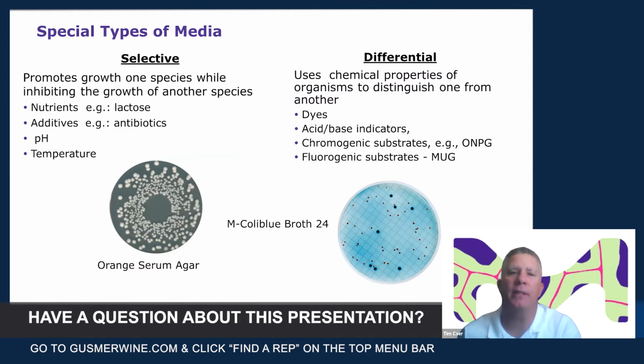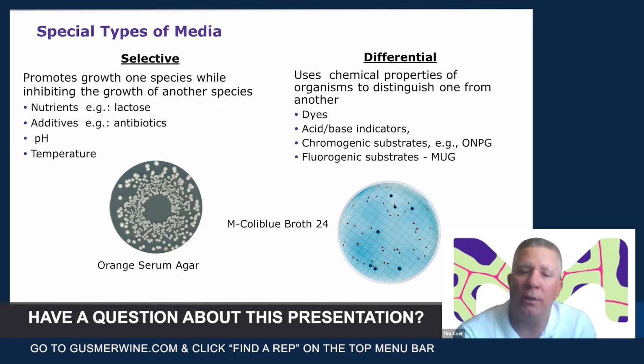So media, we've got different types of media that you use, which are selective and differential. As an example, we've got orange serum agar. That's a selective medium. You might see your yeast and mold grow in as colonies, and the medium has particular nutrients, pH, temperature, whatever it might be, to select for those bugs. Sabdex agar is an example. It has a pH of 5.6 that selects for yeast and mold.